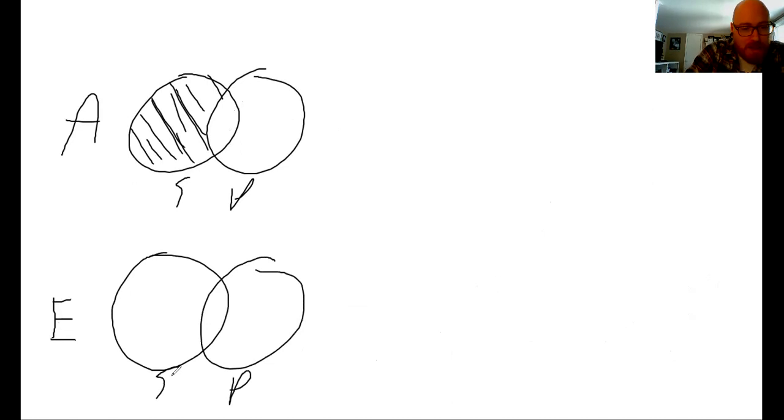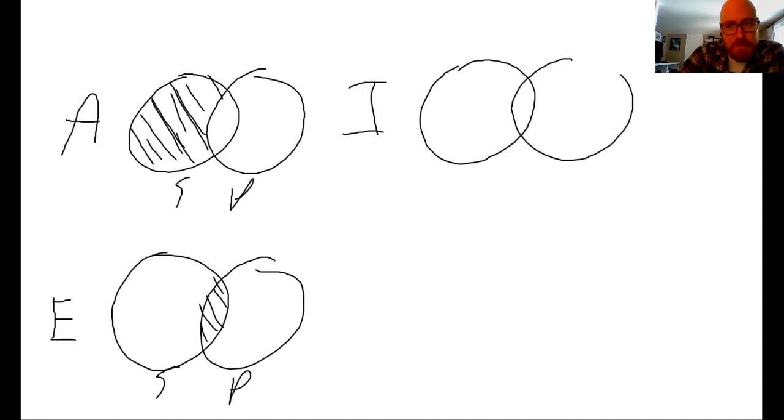Okay. So with the E statement, these two classes do not overlap at all. Well, that means that the area of intersection between them is empty, right? And if that area of intersection is empty, we would shade the middle region, the overlap between those two classes, right? The I statement, okay? So this is saying there's at least one S which is a P, so we would put an X in the area of overlap.